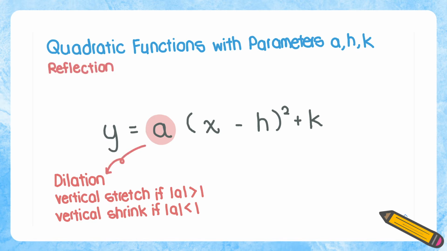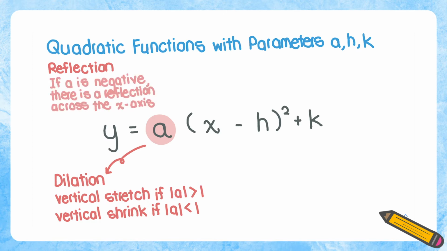So A tells us about the dilation, but it also tells us whether or not the parabola will be reflected. If A is negative, there's a reflection across the x-axis. We flip the parabola.